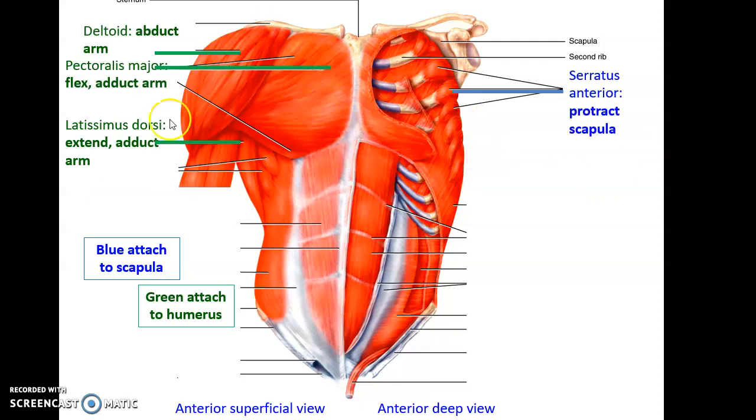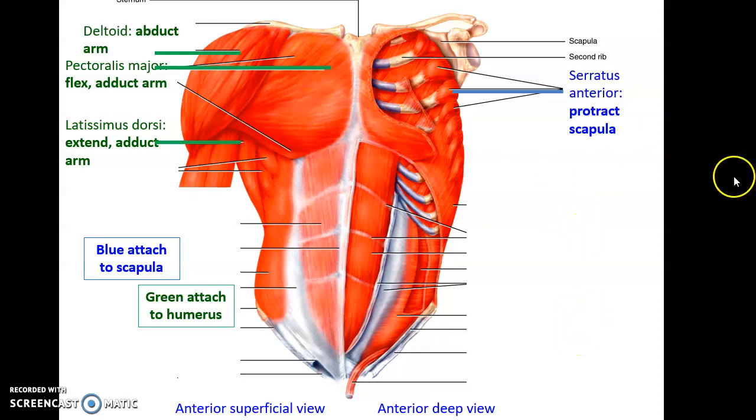We see that the deltoid muscle will abduct the arm, raise the arm out laterally, abduct. The pectoralis major muscle will flex the arm and adduct the arm, pull the arm down, flex it, move it from the shoulder joint anteriorly.